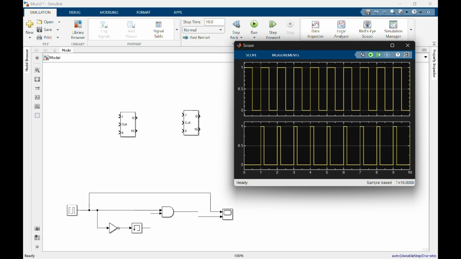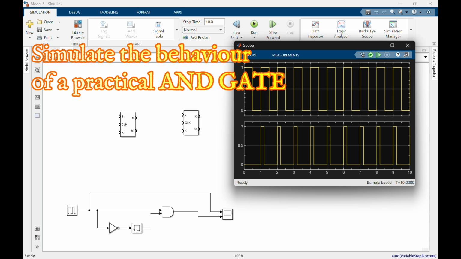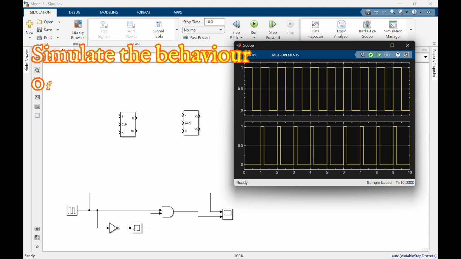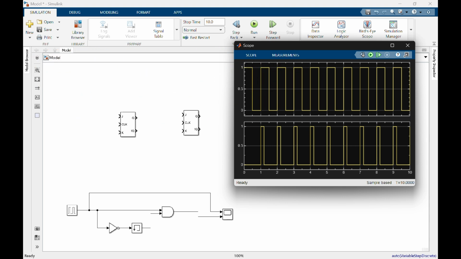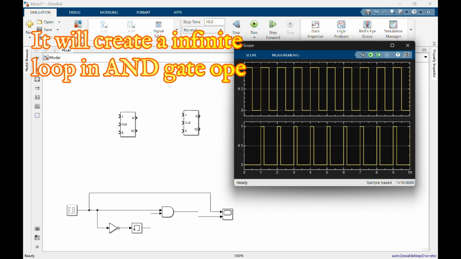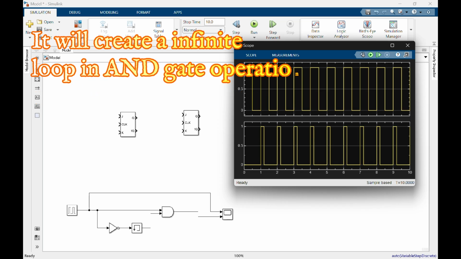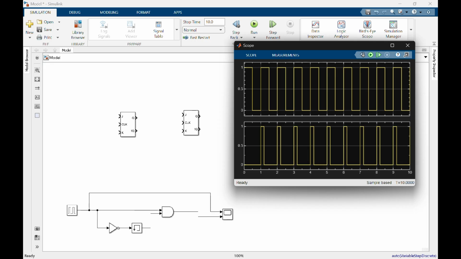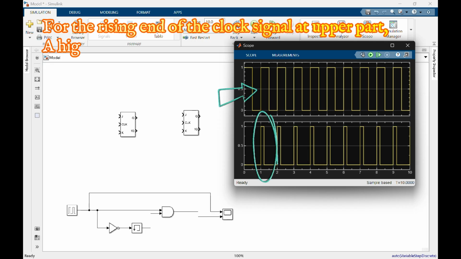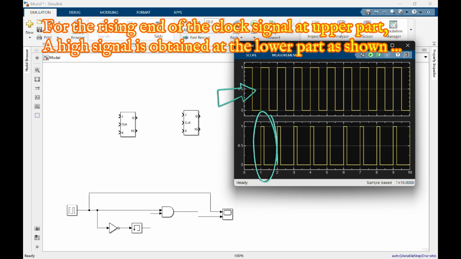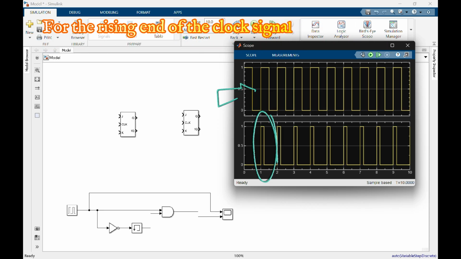The sole purpose of this memory block is to simulate a real-world or practical AND gate. Point to be noted is that if we do not supply this memory block, then in AND gate it will create an infinite loop which can cause error in our simulation. Here we can observe that on the rising end of the clock on the upper part of the graph, we can observe a high signal at the lower part. Thus, we have obtained the positive edge triggering.